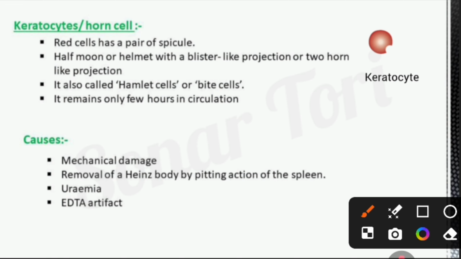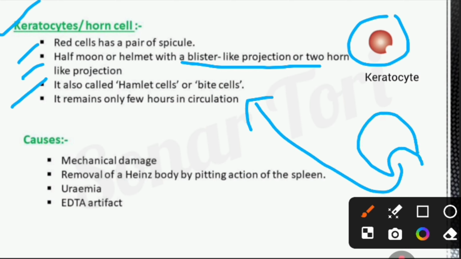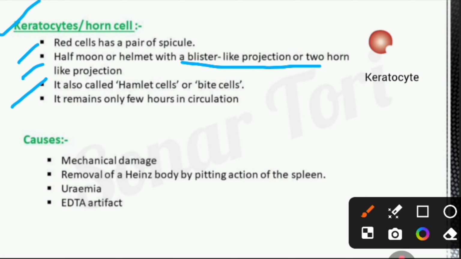Then keratocytes or horn cells. It is also called a bite cell or helmet cell. In this case, the red blood cell has a pair of spicules. It is a half moon or helmet with a blister-like projection or two horn-like projections. It's also called a helmet cell or bite cell, because in the red blood cell there is a bite-like structure. That's why it's also called a bite cell, but it remains in the circulation only a few hours.